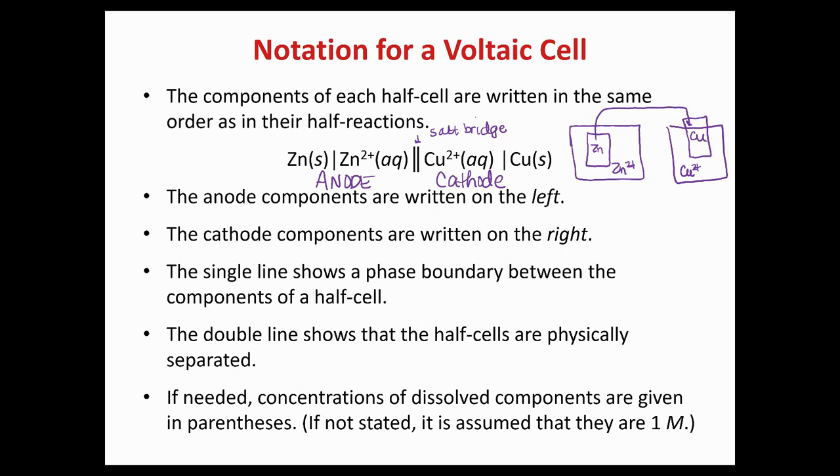Now, the only thing to consider is that states of matter matter. So the zinc, you need to tell somebody it's a piece of solid. And then there's this line, the single line just shows a phase boundary. So in other words, the zinc's a solid and the zinc 2 plus is in solution. The copper 2 is an aqueous, and then you have a copper solid. So that's why the line is used there.